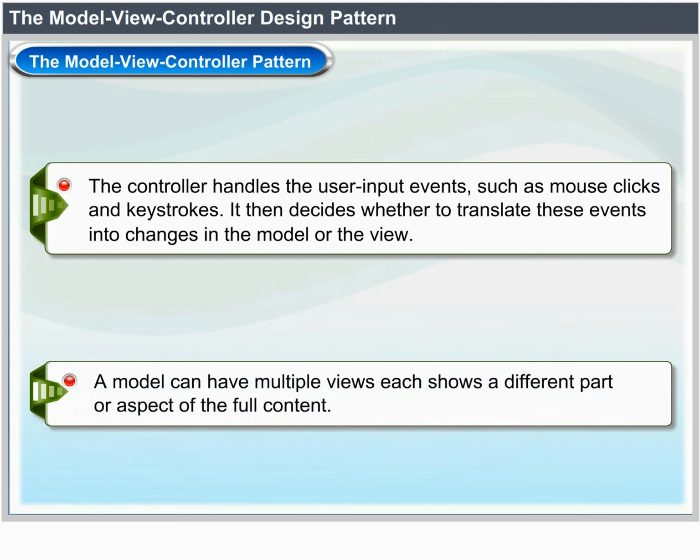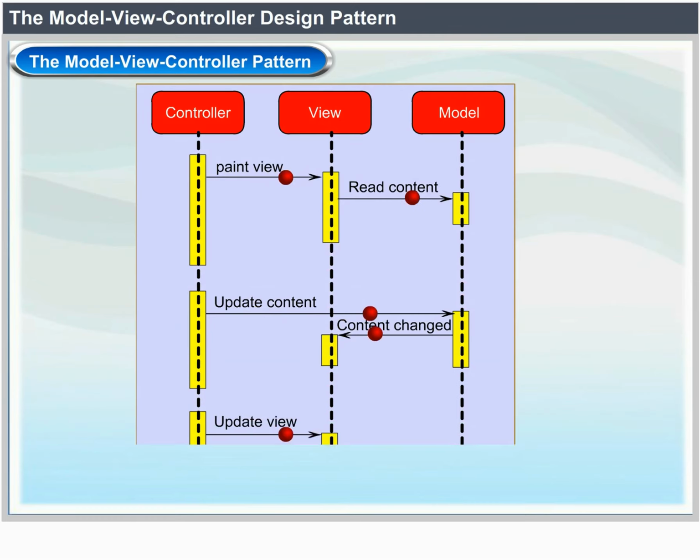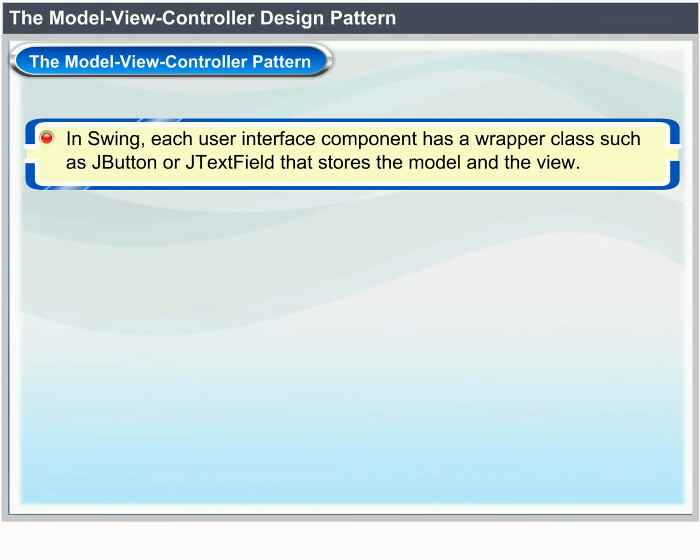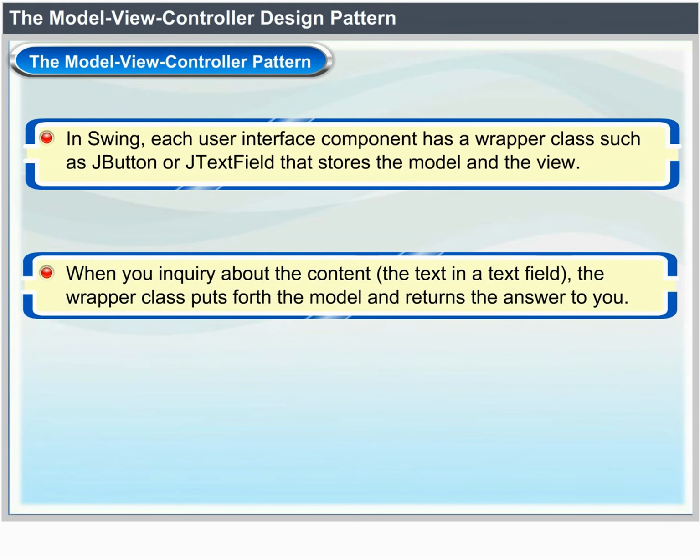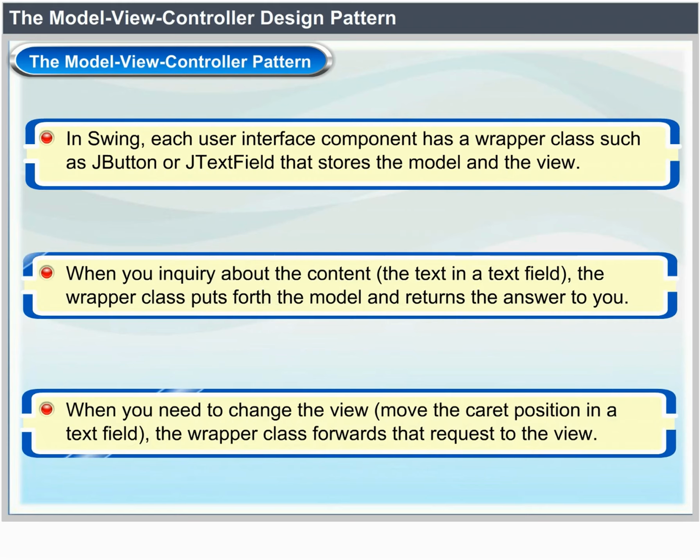A model can have multiple views. Each shows a different part or aspect of the full content. This figure shows the interactions among model, view, and controller objects. In Swing, each user interface component has a wrapper class such as JButton or JTextField that stores the model and the view. When you inquire about the content, that is the text in a text field, the wrapper class forwards the request to the model and returns the answer to you. When you need to change the view, the wrapper class forwards a request to the view.